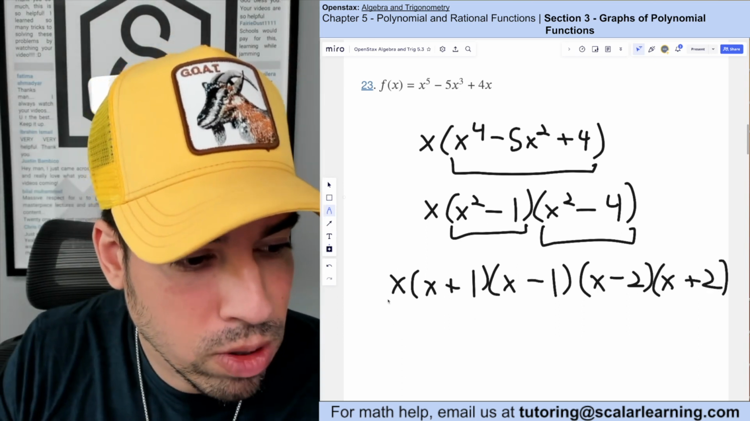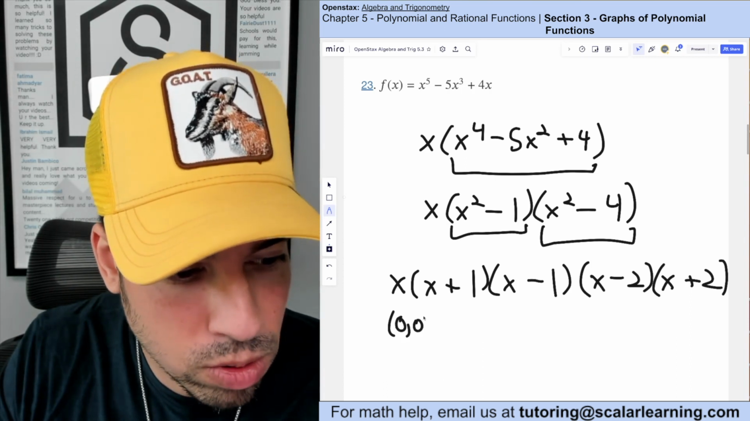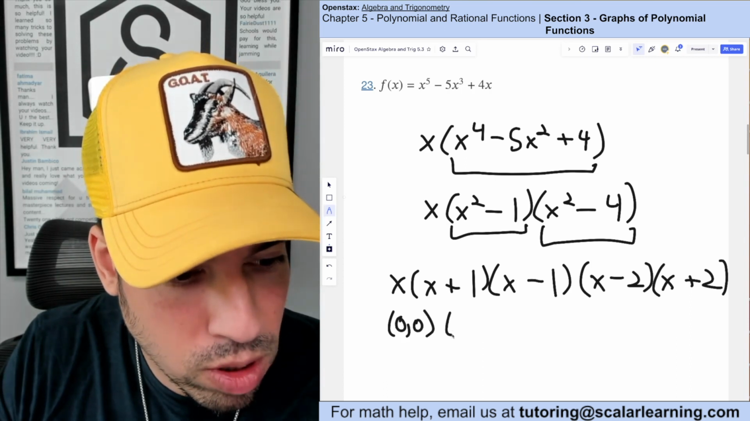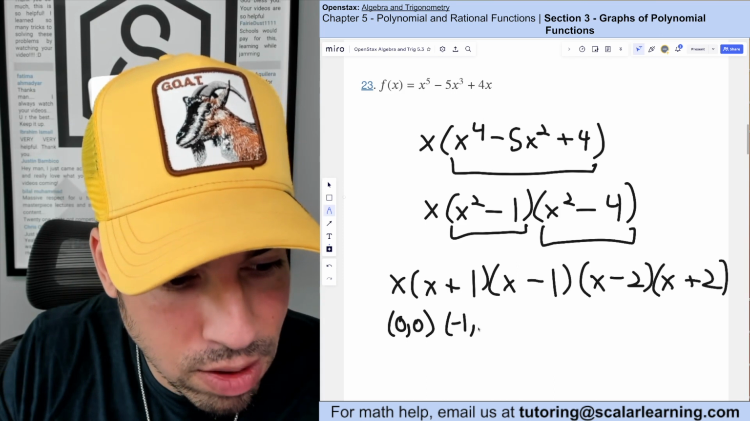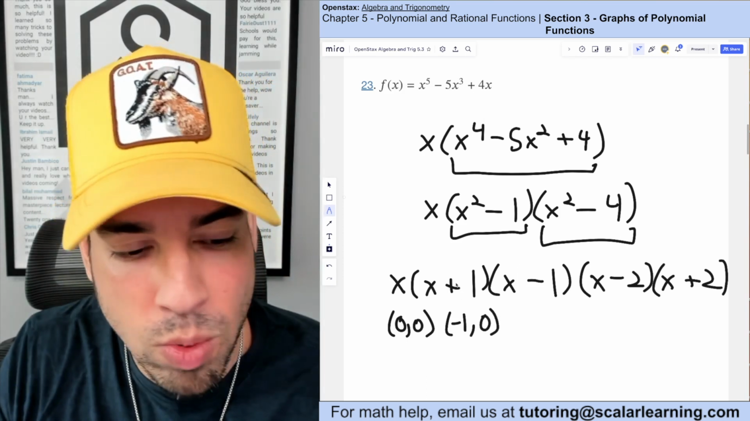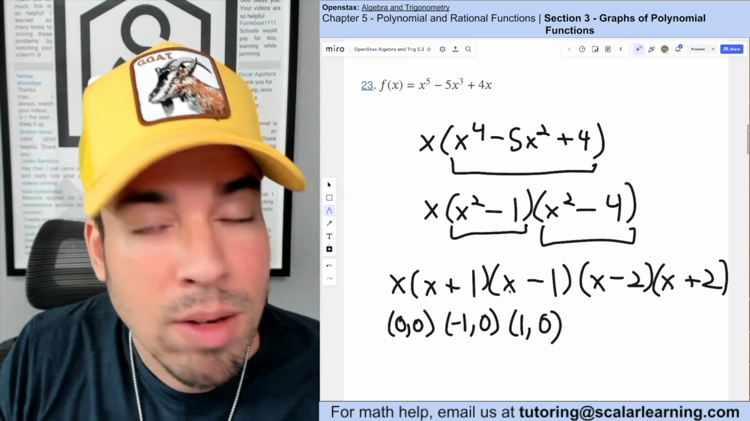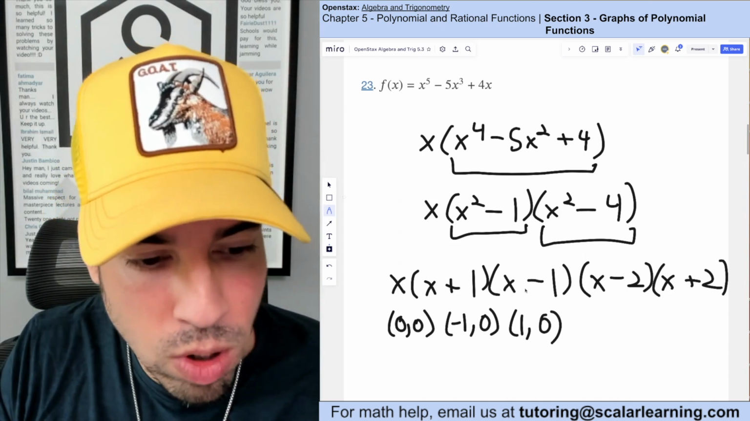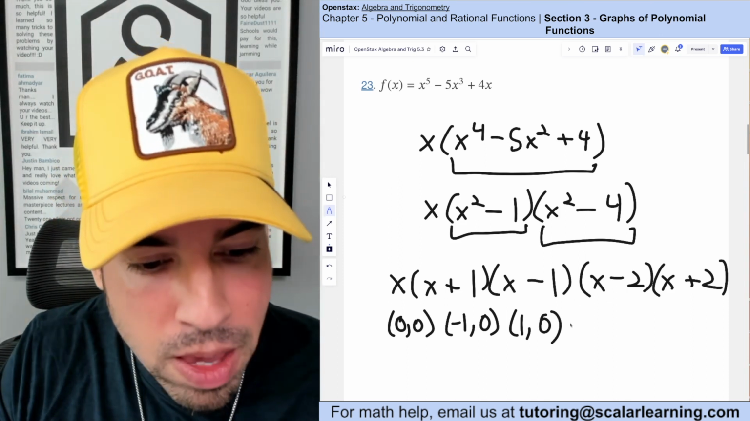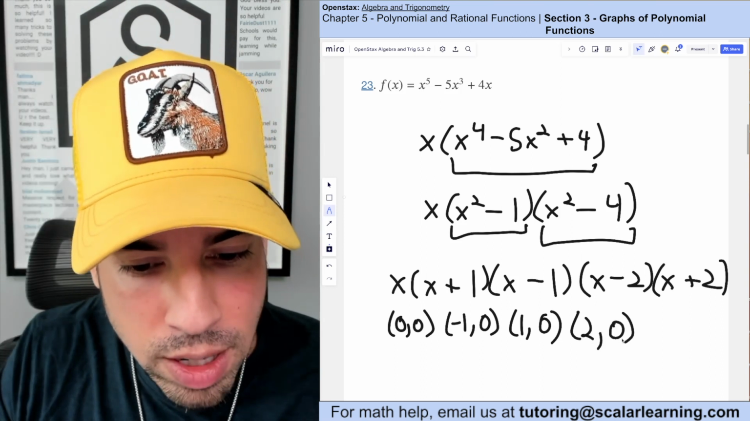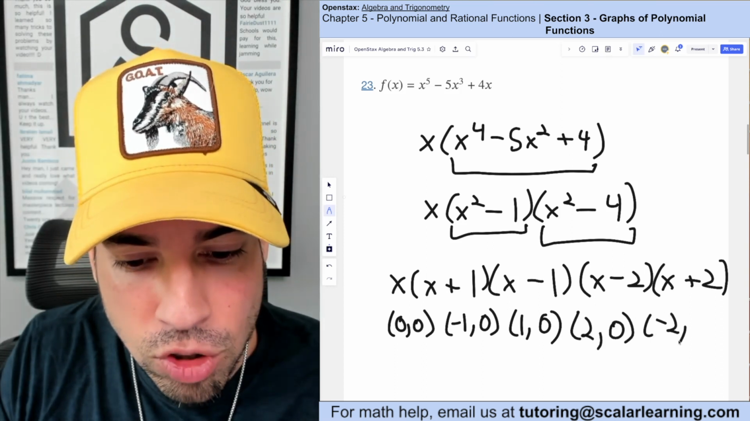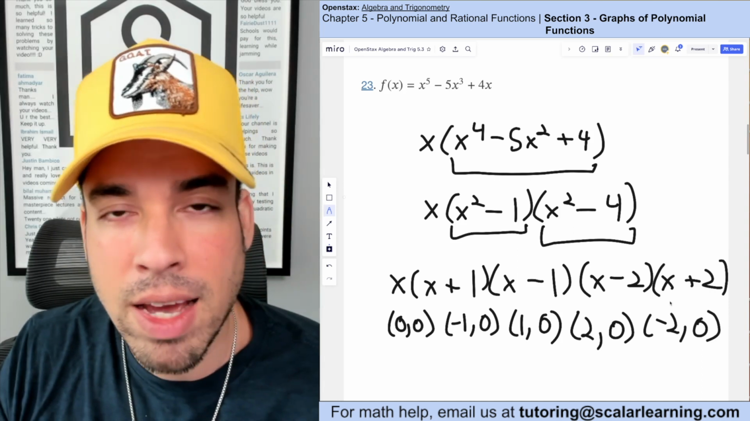So the first one for that x out there is going to be 0, 0. For this x plus 1, it's going to be the opposite of that, which is -1, 0, right? -1 plus 1 zeros it out. For this one, it's going to be +1, again, because plugging in 1, it gives you 1 minus 1, which zeroes out the function. Here we have +2, and here we have -2. So we have 5 x-intercepts.